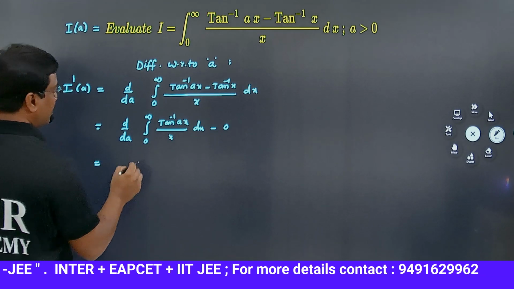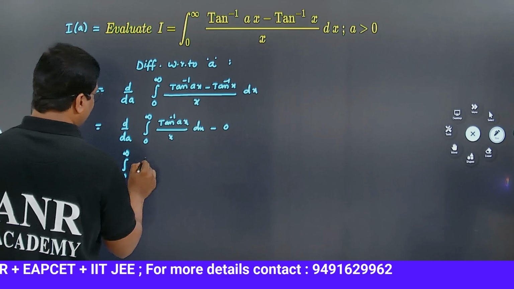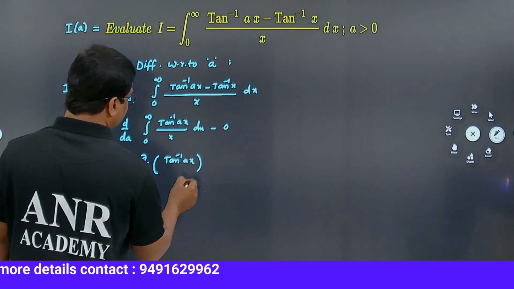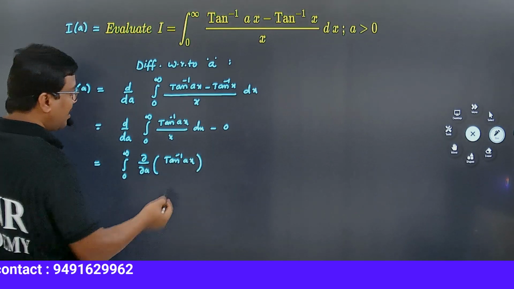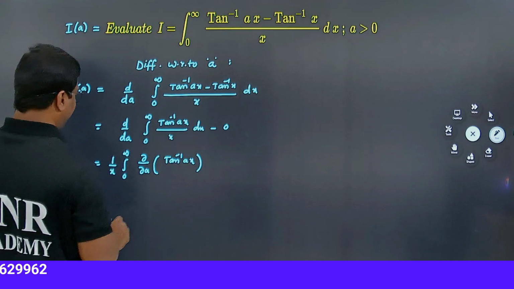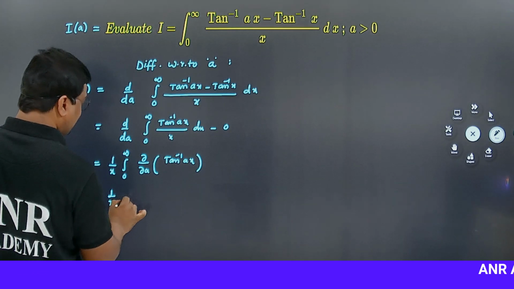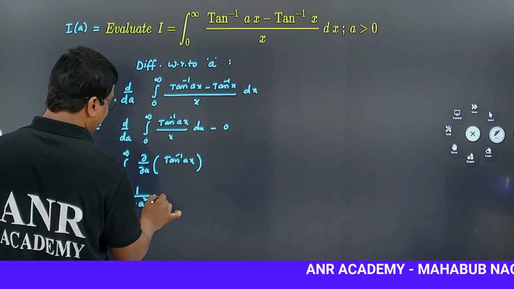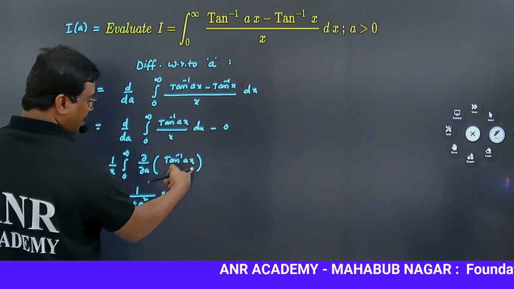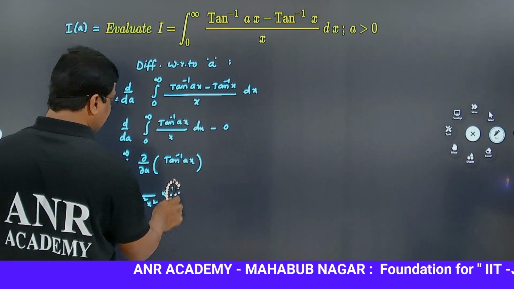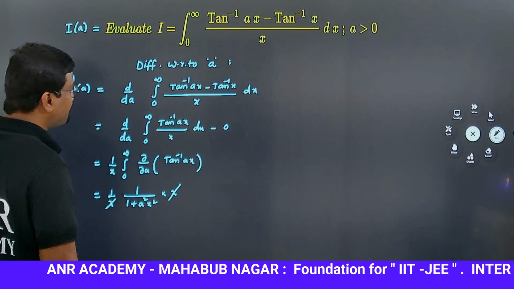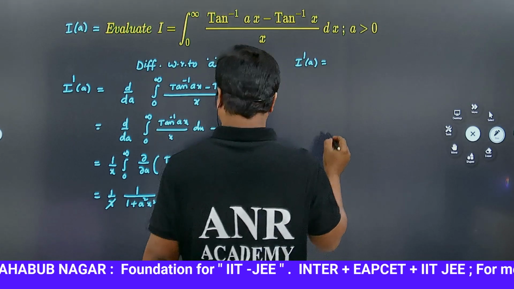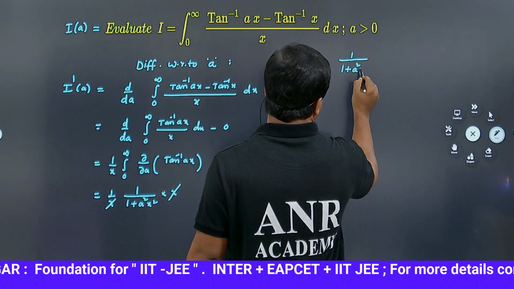This is equal to, now, integral 0 to infinity dou by dou a of tan inverse of ax. Here we are going to differentiate with respect to a, so x is constant. Take 1 by x outside. Now the derivative of tan inverse is 1 by 1 plus x square, so here 1 by 1 plus a square x square, and the internal function's derivative with respect to a gives x. The x gets cancelled. So the value of I dash of a becomes 1 by 1 plus a square x square.